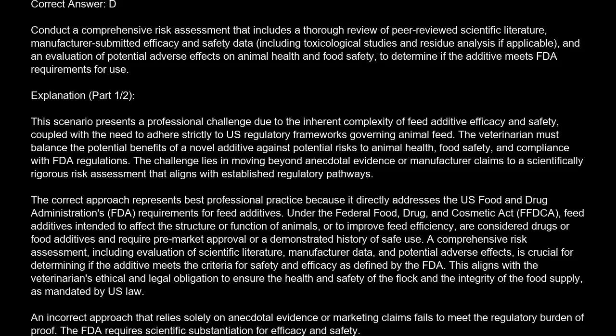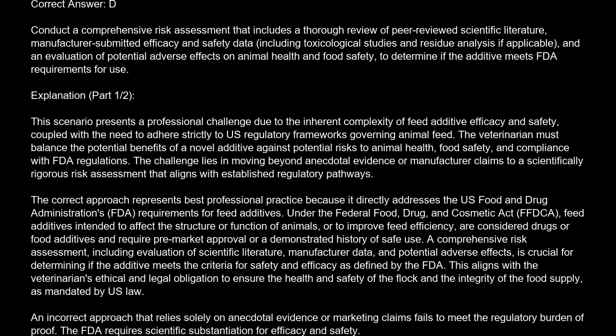The correct answer is D. Conduct a comprehensive risk assessment that includes a thorough review of peer-reviewed scientific literature, manufacturer-submitted efficacy and safety data, including toxicological studies and residue analysis if applicable, and an evaluation of potential adverse effects on animal health and food safety to determine if the additive meets FDA requirements for use.